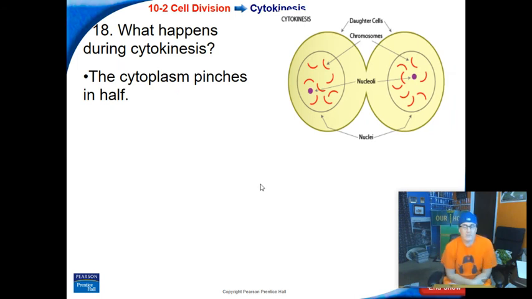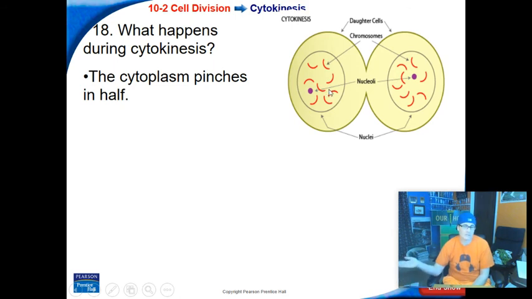Okay, so cytokinesis. This is the second part of cell division. It is the division of the cytoplasm. So it pinches in half, and again, this is called the cleavage furrow. Again, these are individual chromosomes.